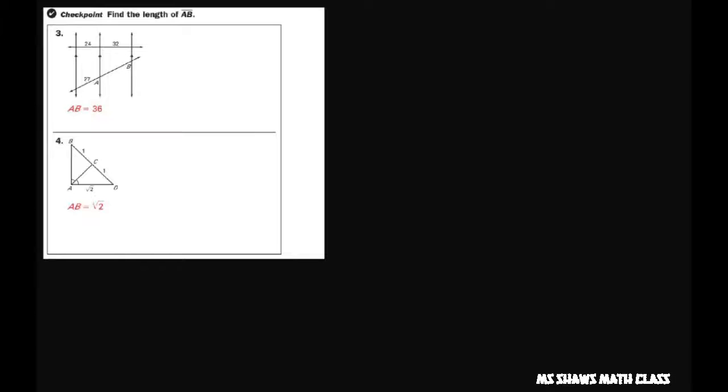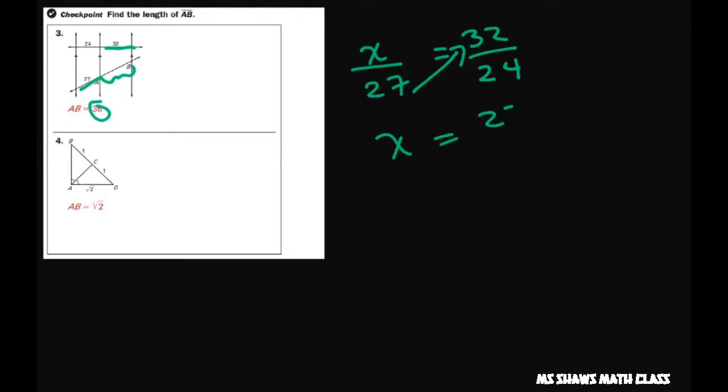And so let's do the same thing they did. So we have 3 transversal lines, or 3 parallel lines. And so we have to solve for AB here. So let's call that X. So X divided by 27 equals, now match it up, 32 divided by 24. You cross multiply. So just put the 27 on top here.